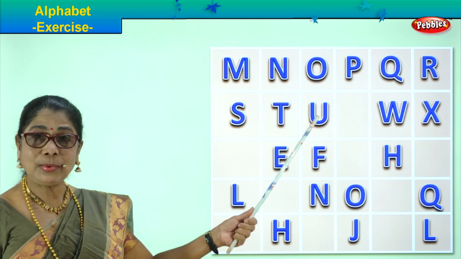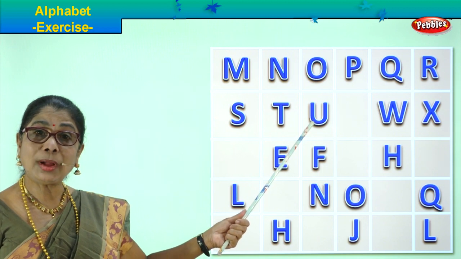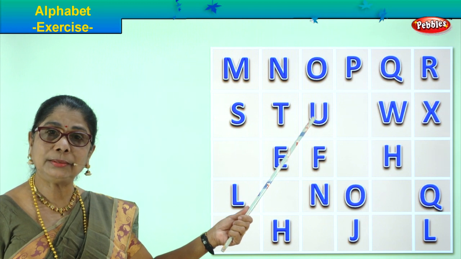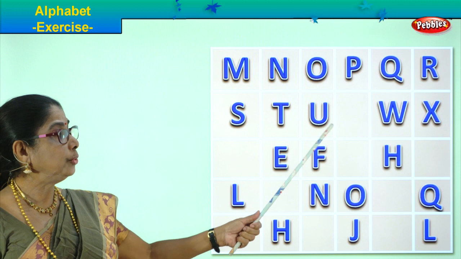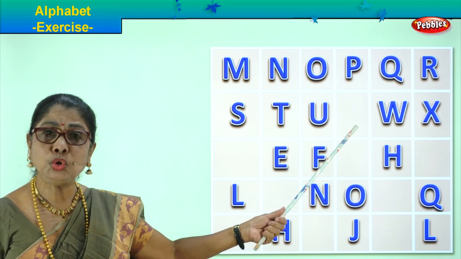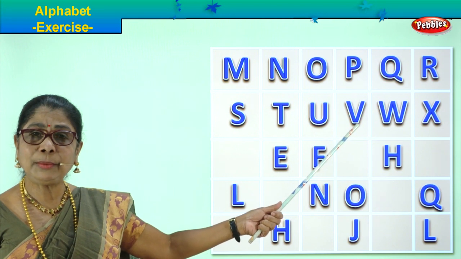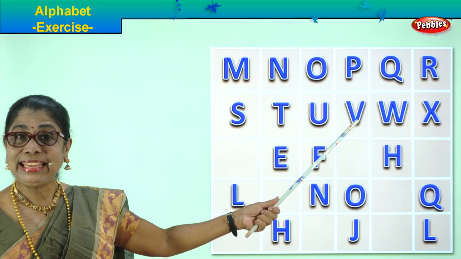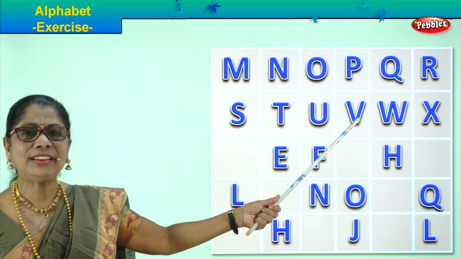T. What is this letter? U. Umbrella. U. What is the sound of U? A. So we have S, T, U. What is the letter that will follow U? Letter U. What is the letter that will be followed? Letter V. V for van.